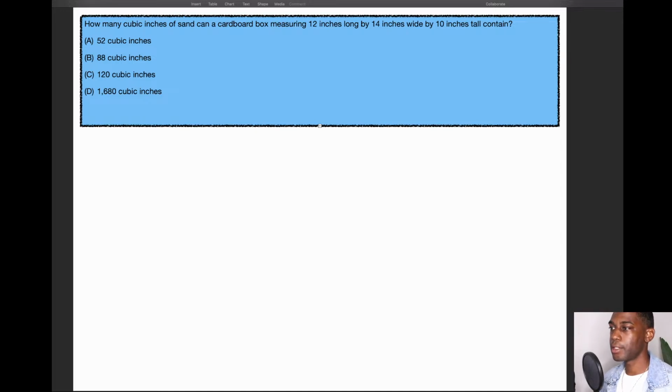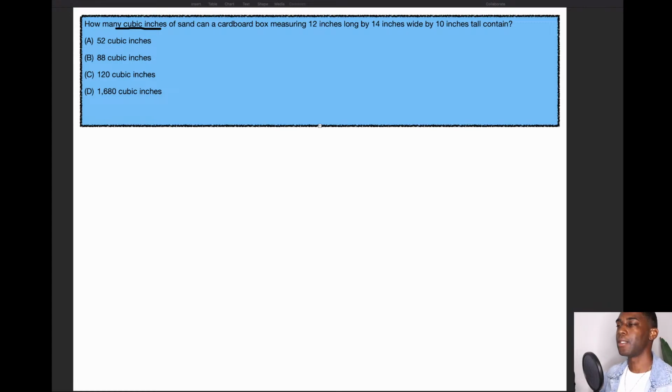The reason why this is such a great question is because I want to show y'all one thing. In our last question, it was asking us volume. In this question, it's asking us the same thing, but it's written differently, right? Because this question is asking how many cubic inches. Whenever you see the word cubic, it is automatically referring to volume.